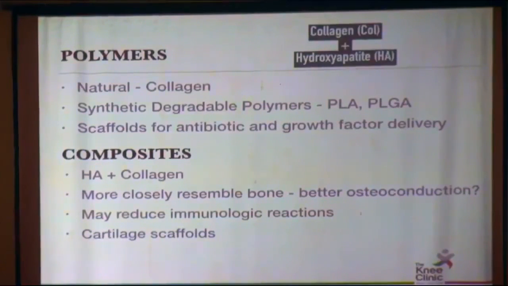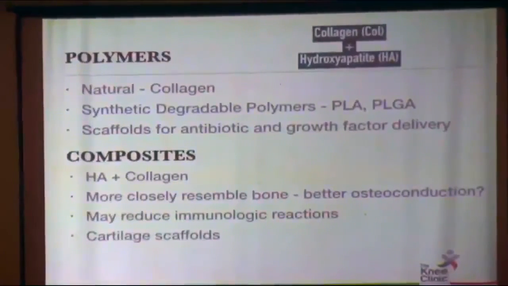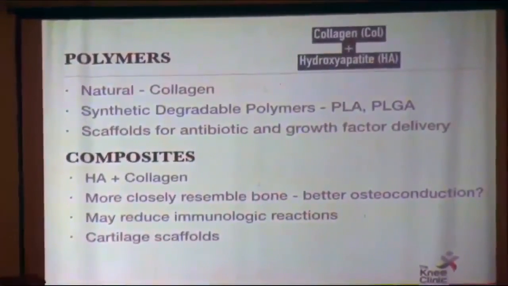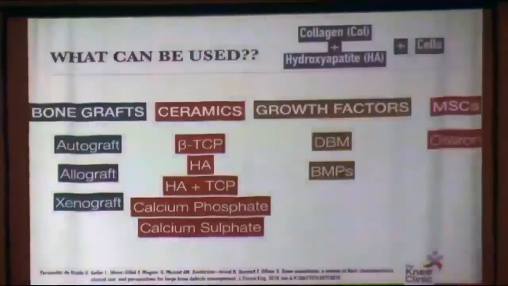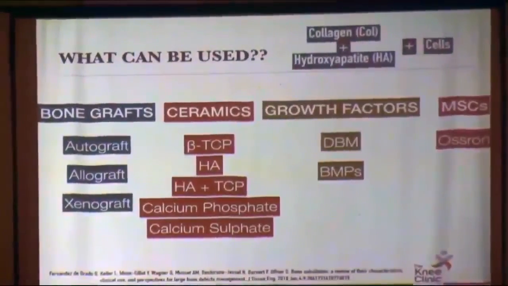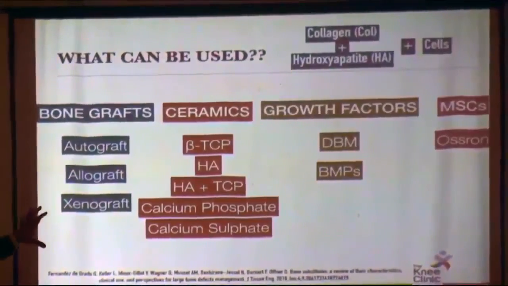And now there are companies that are coming out with composites. So HA plus the collagen. So they are saying, oh, we are the closest you can have to natural bone. And that's where a lot of research is focusing. So we covered bone grafts that can be used. We covered ceramics that can be used.